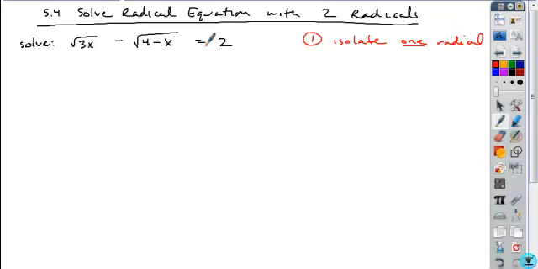Okay, so you can pick either one. It doesn't matter which one you choose. I'm going to isolate this root 3x. So we do that by adding root 4 minus x to both sides.